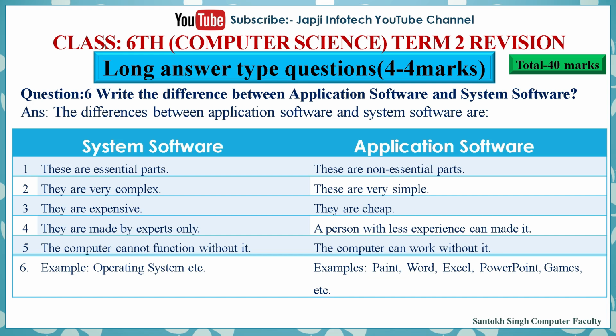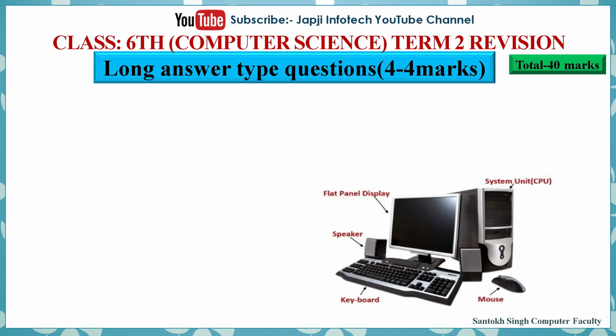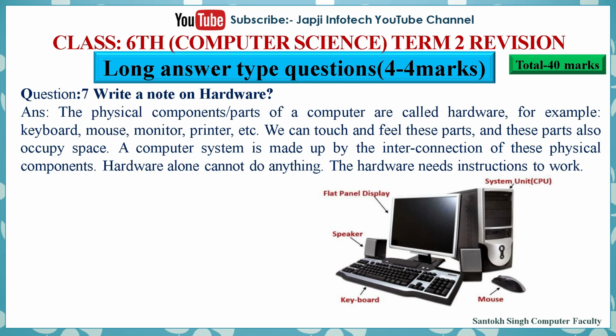And the fifth one is, the computer cannot function without system software, whereas the computer can work without application software. And the examples of system software are operating systems, etc., whereas the examples of application software are Paint, Word, Excel, PowerPoint, games, etc.